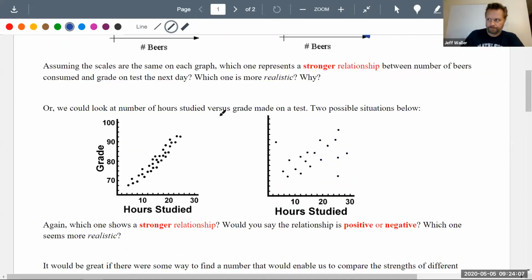What about this one? Which one of these two situations, this is now hours studied versus grade. Which one of these two is a stronger relationship, obviously? One or two? Yeah, one, definitely. Which one of them is more realistic? Two. Yeah, you would expect some outliers. This guy or girl, they didn't crack the book open at all, but they still made a big old grade, maybe because they took it already. Or maybe this is Jeff's art class, and this is the one that's been painting ever since they were 3.